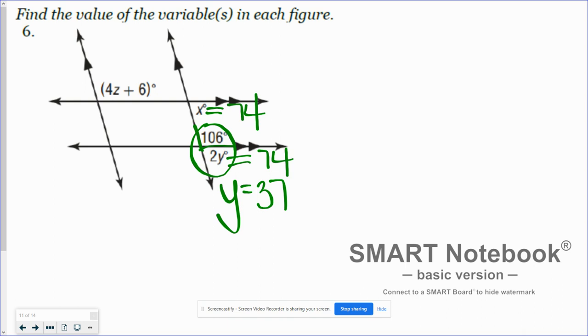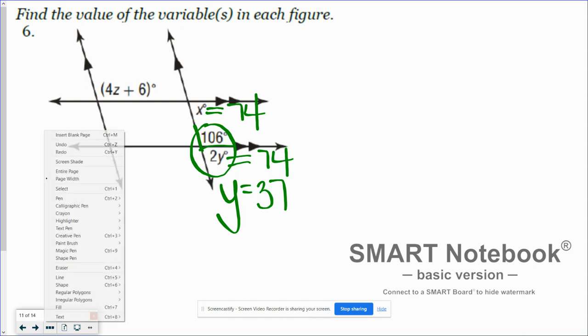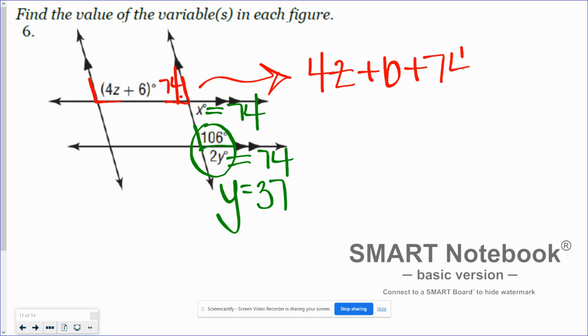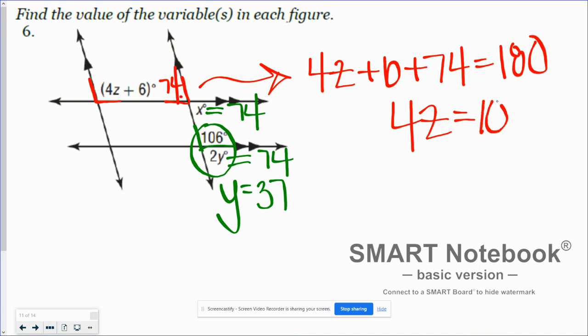So what is going on with 4z plus 6? What can you tell me there? Well, we know that this angle right here would also be 74 degrees, right? And we know that these two angles are same side interior angles. So that means they are supplementary. So 4z plus 6 plus 74 would be equal to 180. So if I do some algebra, I get that 4z is equal to 100, and thus z is equal to 25.